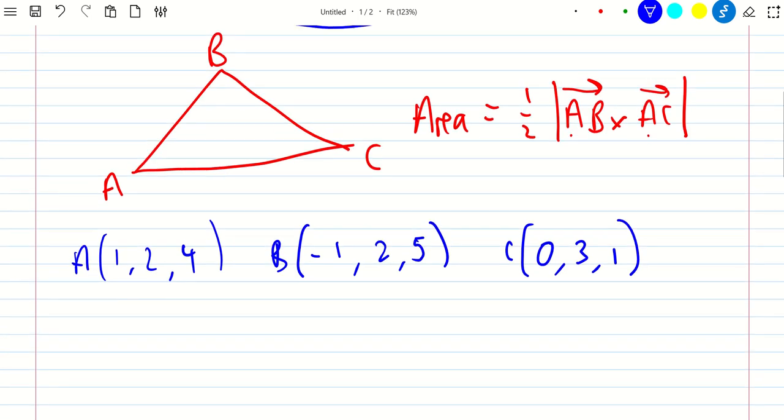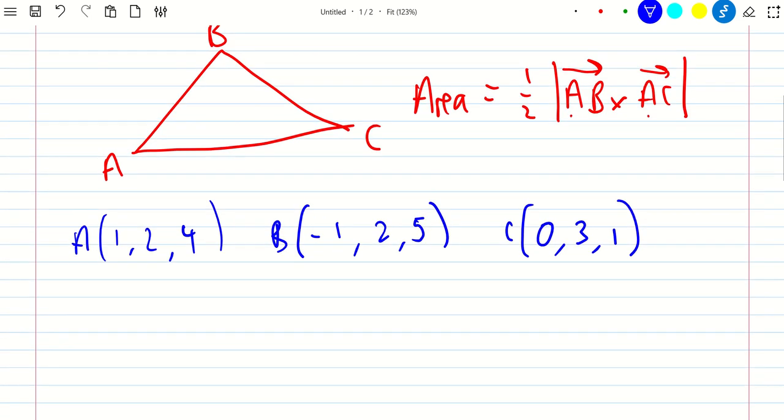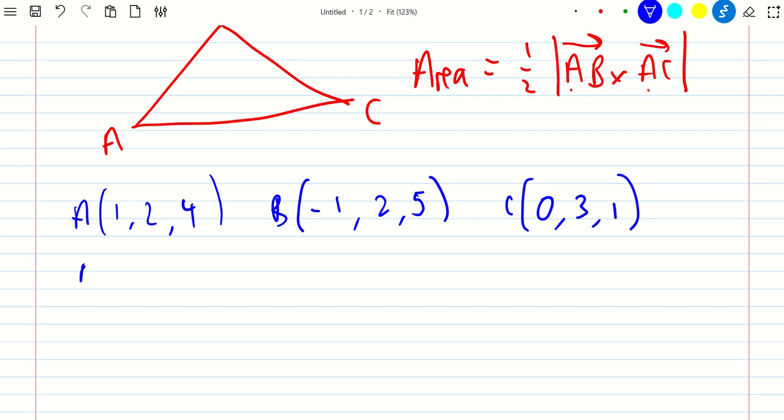So to be able to use the formula, I need AB and AC. So let's calculate AB. Remember, from A to B, that's vector OB take away OA. So AB is OB, with O just being the origin, a common point. So that's going to be B take away A. I'm just going to do this fast. You guys have been doing this for a while now.